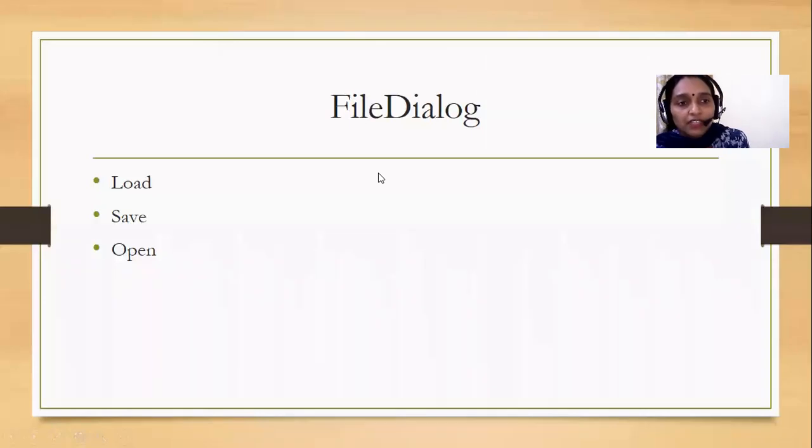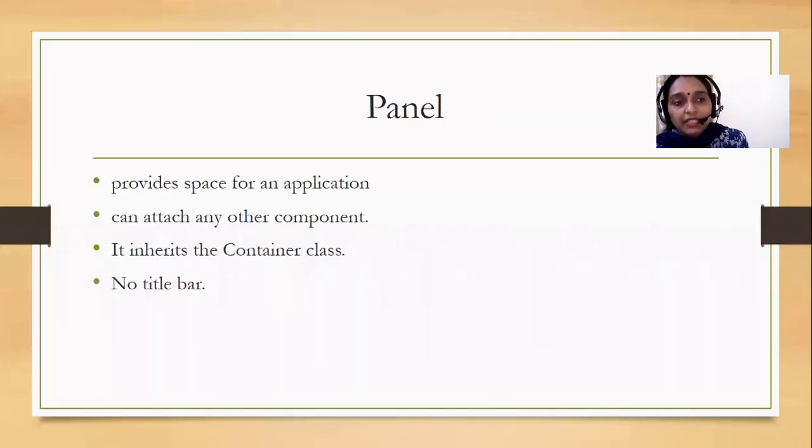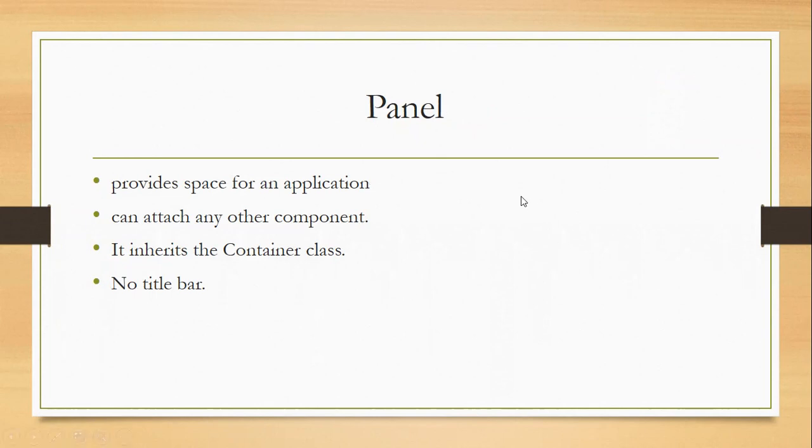And then after FileDialog, we will be seeing something called a panel. A panel is actually a space for an application. In a frame, you can have many panels, and in panels, you can have your components like your buttons and all that. It inherits the Container class. It works similar to a frame, except that it will not have a title bar.